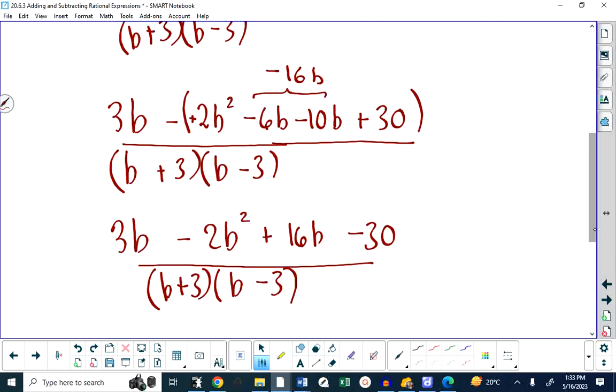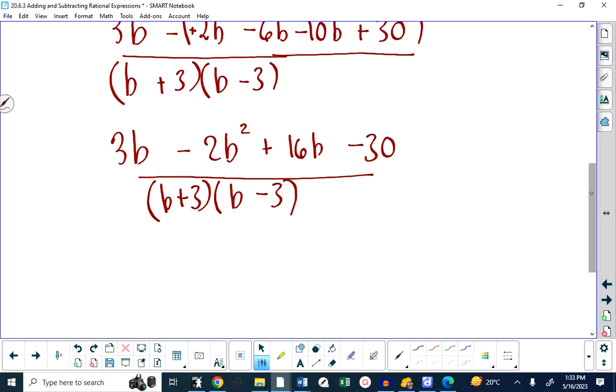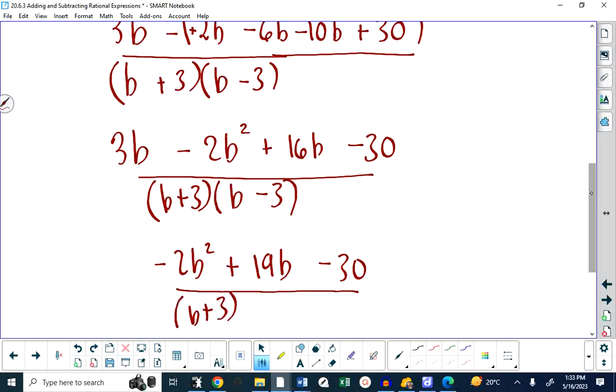The numerator is a quadratic polynomial, so we should write it in the standard quadratic fashion where you have quadratic, then linear, then constant. So I'm going to have negative 2b squared, I have 19b and I have minus 30. What should we do now? Remember, we left the bottom in factored form in the hopes that something can cancel, right? So what should we do with the top?